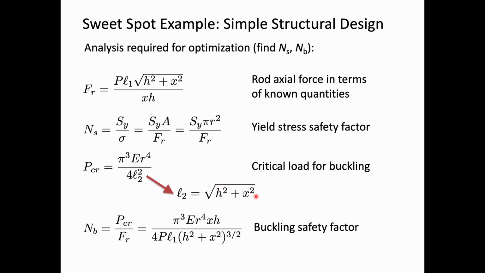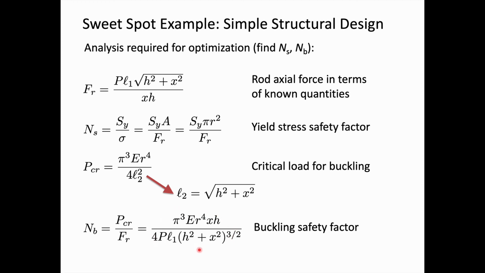The buckling safety factor is a little bit more complicated. This is equal to the critical load for buckling divided by the axial compressive load. And if we go through the algebra, this is what results. This is a fairly nonlinear relationship, but we can see what it depends on. So we have the radius up here and x. The other things up here are fixed parameters. And then down here in the denominator, we have 4 times the load times L1, and h, that's fixed, x, that is a design variable, all to the power of 3/2.